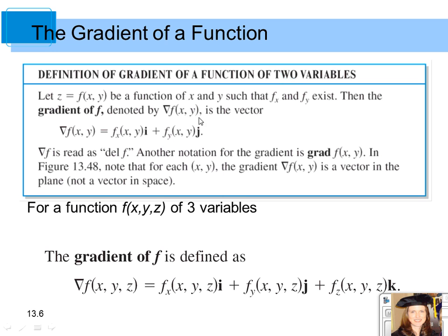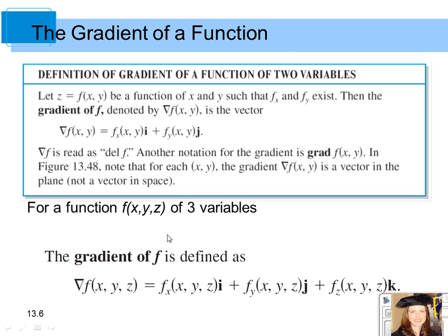So the gradient of the function of x, y is the vector which is equal to the partial derivative with respect to x of that function i plus the partial derivative with respect to y of that function j. Another notation that you'll see is the bold GRAD for the gradient. It is important to know that the gradient is a vector in the plane. It's not a vector in space when you're looking at a function of two variables.